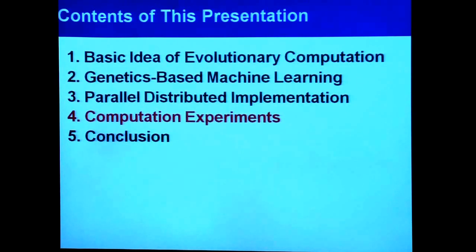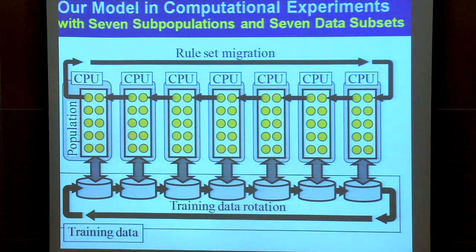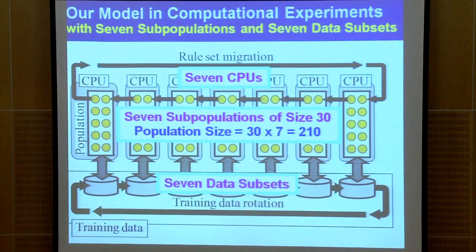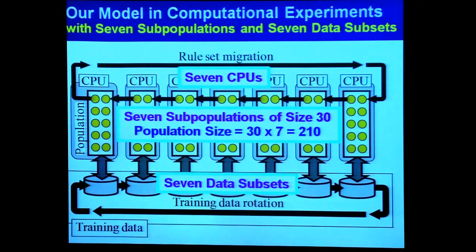Now I'd like to explain some results of computation experiment. We use this model. We have 7 CPUs, so the population was divided into 7 subpopulations, and training data were also divided into 7 subsets. And each subpopulation has 30 individuals. So total population size is 210.